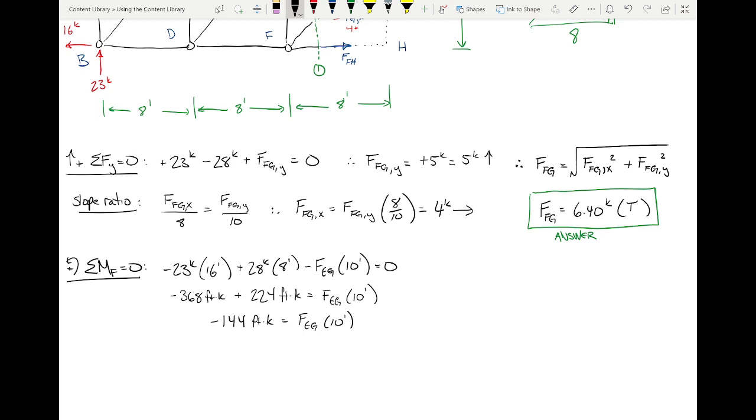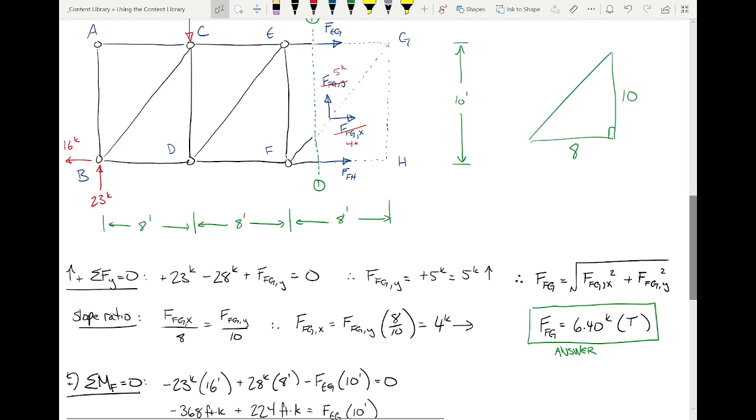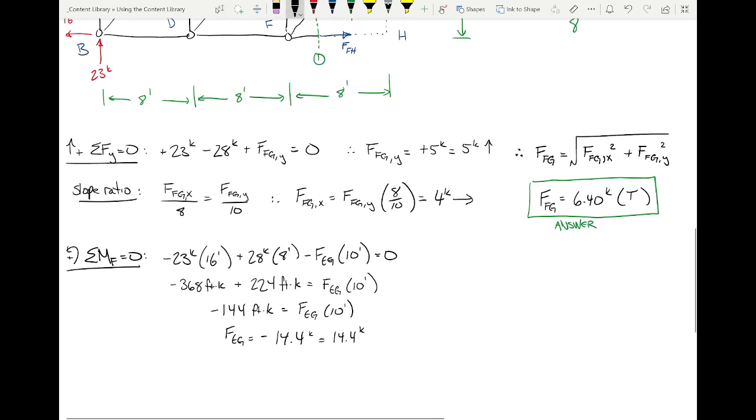And so therefore FEG is negative 14.4 kips. In this case, 14.4 kips in what direction? Right. Say it again. Hold on. What direction did we assume FEG was acting? And what did we get? A negative answer. Doesn't mean we need to develop significant emotional distress. Just means it's acting to the left.